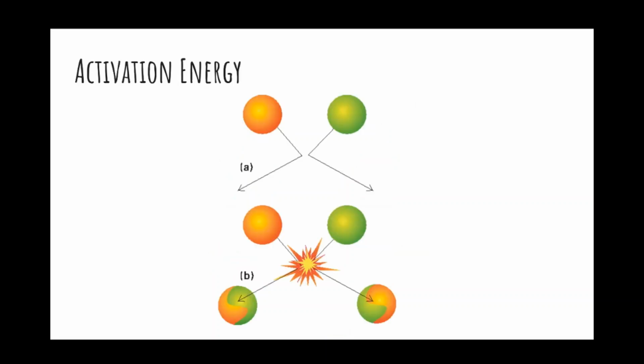The second one is activation energy. The idea behind activation energy is that the reactants need to collide with enough energy that they will actually break bonds. The amount of energy that they need to collide with varies between different reactions. So it really depends on what reaction is taking place. Some reactions have higher activation energies, some have lower. The higher the activation energy is, the more energy those particles need to collide with.